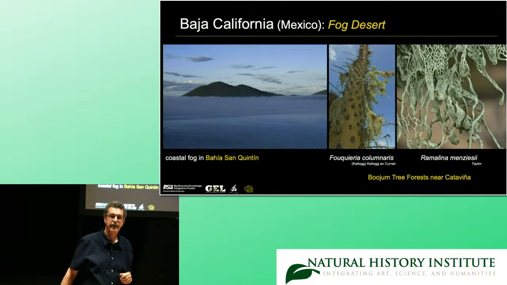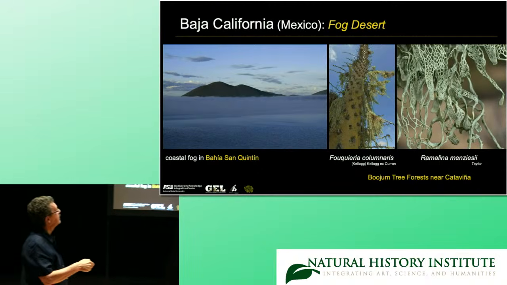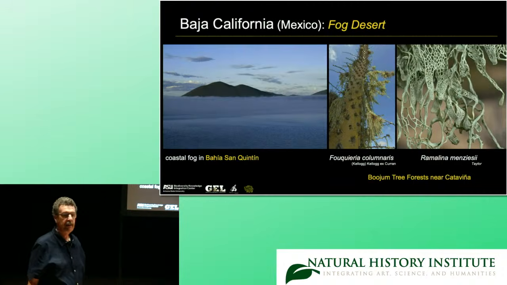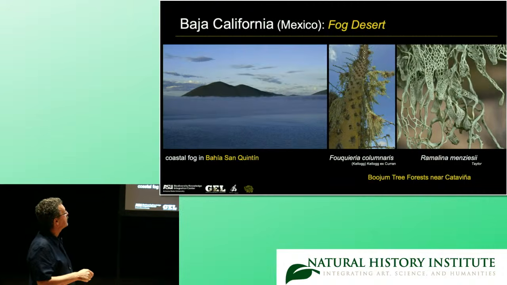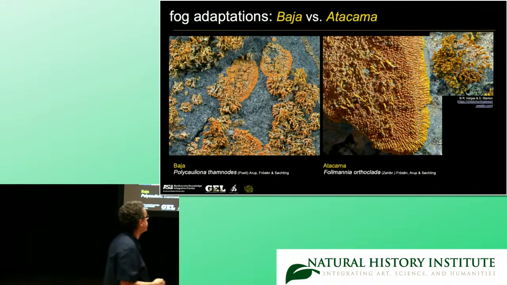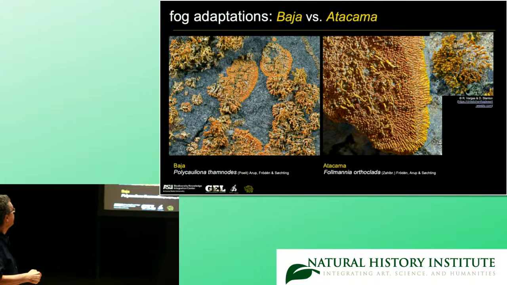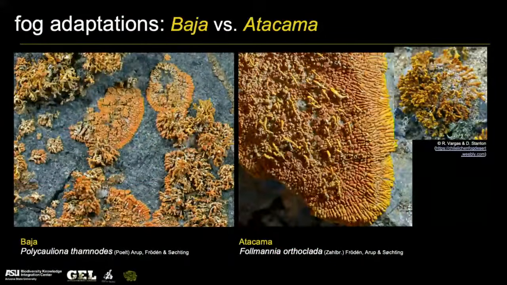These Fouquieria columnaris trees, which look like Alice in Wonderland, like a carrot sticking out of the desert, are draped in these lichens, Ramalina menziesii, the lace lichen, which is perfectly adapted to capturing this fog because it has branches that are open like lace, where the water can condense.